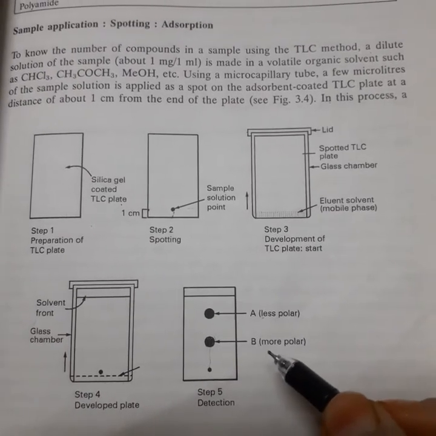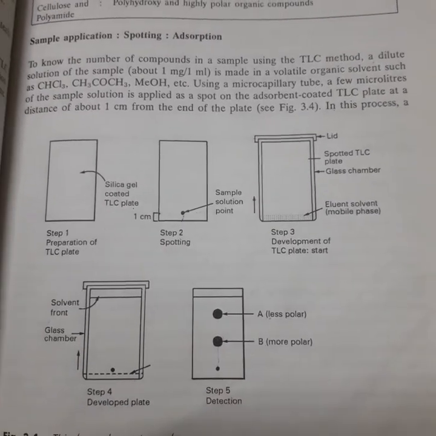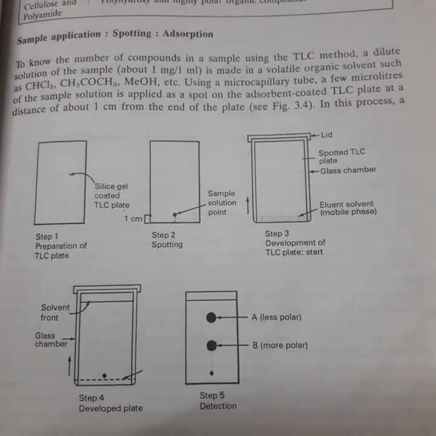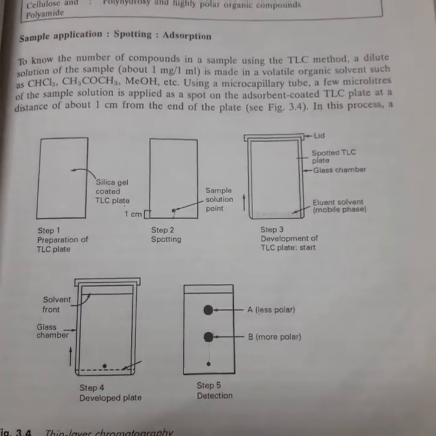That is nothing but, B means which is more polar and A is less polar. Now, if it is a colorless compound, how can I guess?